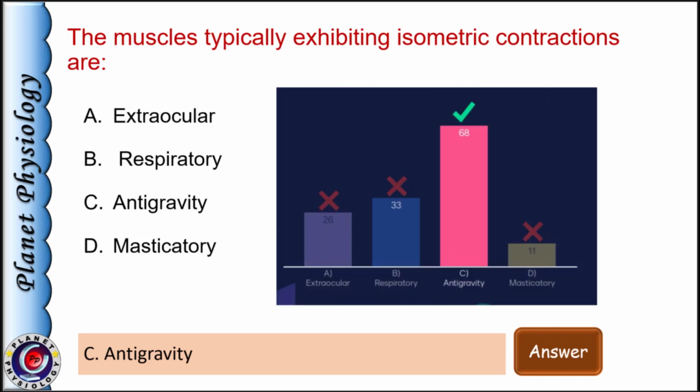Even though this is a simple MCQ, almost 50% of the students chose the wrong option. Anti-gravity muscles maintain posture and support the body against gravity. And during isometric contraction, muscle length remains the same. What changes is only the tension generated within them. Okay, coming to the next question.